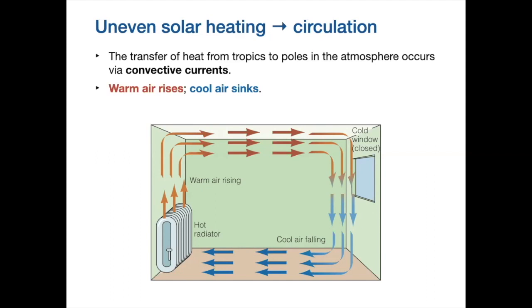This is when you have warm air or warm fluid rising and then running along the top of whatever it is, in this case a room, and then as it cools, it sinks and the cold air runs along the floor until it gets back to the heat source, and so we end up with what's known as a convection cell.